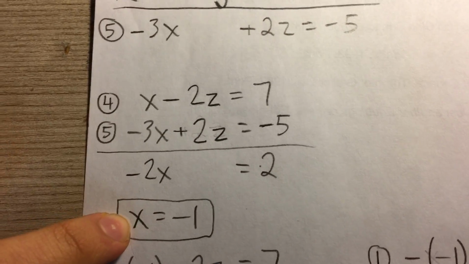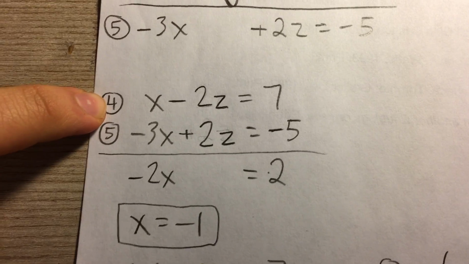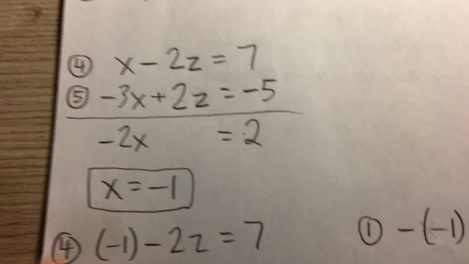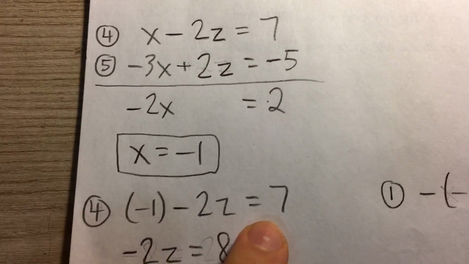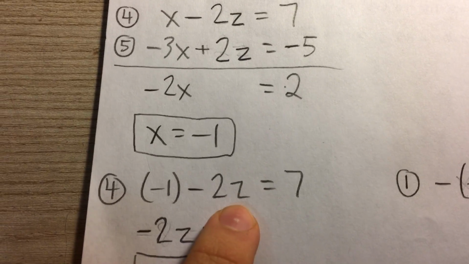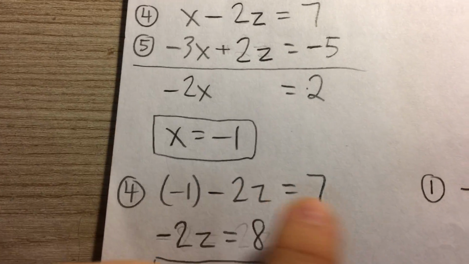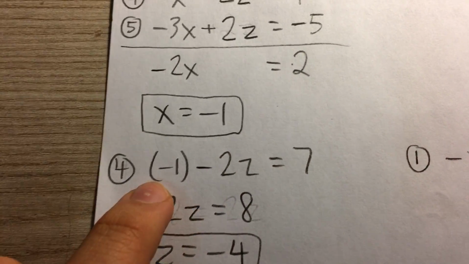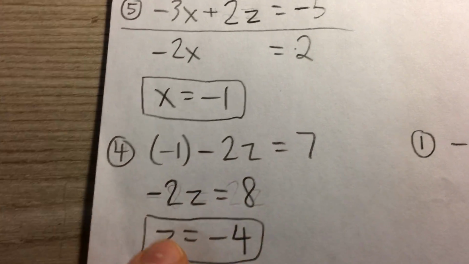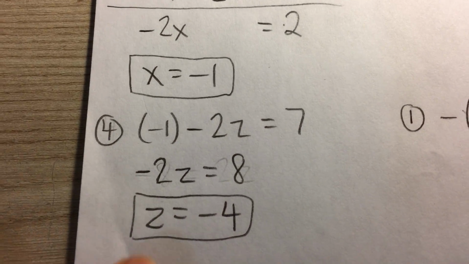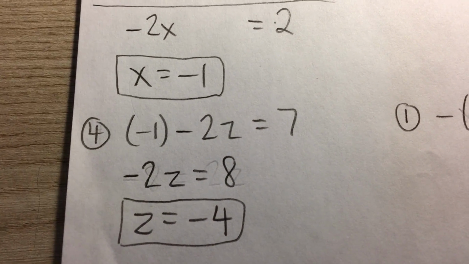And that's going to be helpful because now we know one of the variables. We can plug this in to equation 4. If I plug that in, it's negative 1 minus 2z equals 7. Now we have an equation that just has z. And so if we rearrange these numbers, we can solve for z. You can see I move the negative 1 to the right, got 8. I divide by negative 2, and I get z equals negative 4.